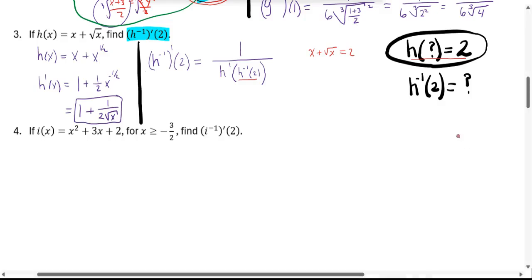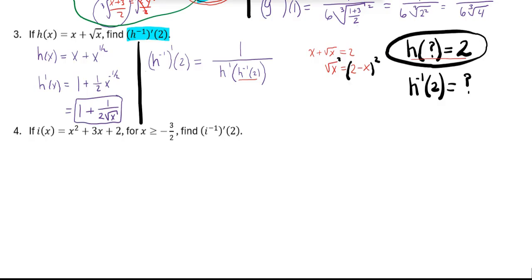If you subtract x from both sides, you get square root x is 2 minus x. Then the way you unsquare root, is that a math phrase, is to square both sides of this. All right, I'm going to square both sides. On the left, square root of x squared is just x. On the right, you have to distribute 2 minus x times 2 minus x. If you distribute that out, it would be 4 minus 4x plus x squared.